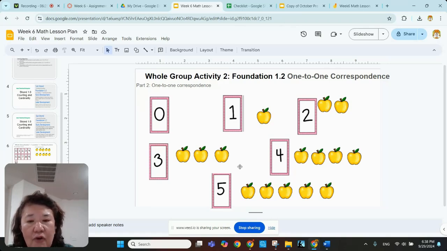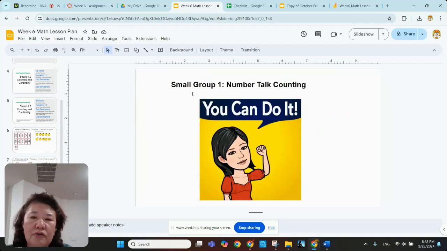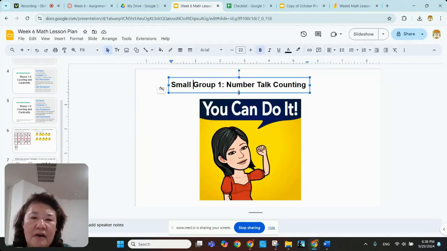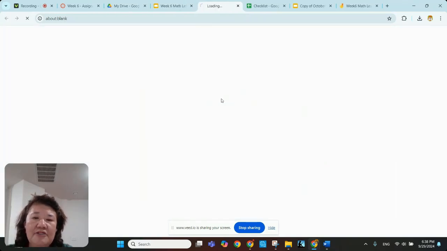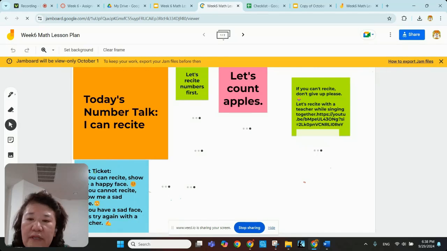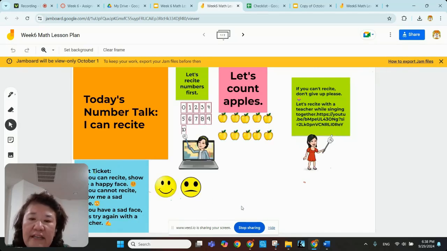After they count correctly, they need to understand the last number they count is the total number of this object. After I finish the larger group, whole group, I'm going to go to small group and I want to use the Jamboard and I'm going to work with the 5 students at the same time, so they will work with me.